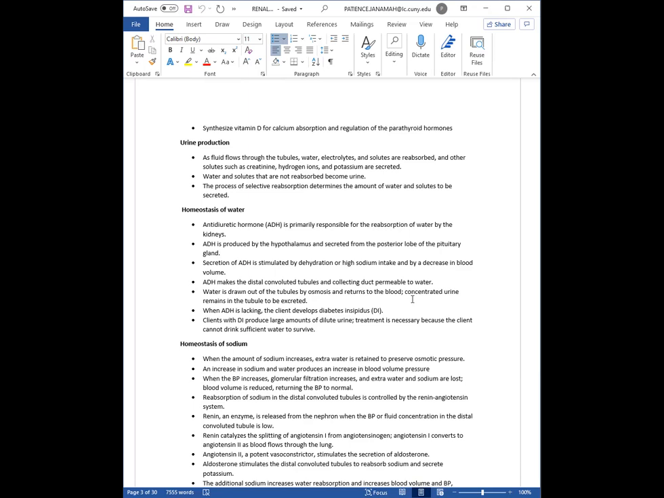The process of selective reabsorption determines the amount of water and solutes to be secreted. So selective reabsorption is after it has finished the main filtering. Selective reabsorption is the one that will do the final absorption before the urine passes out.